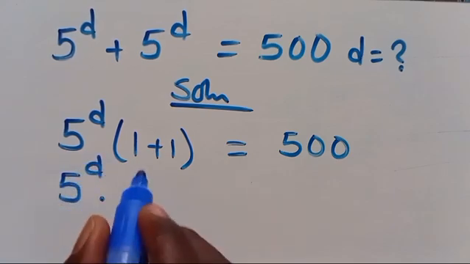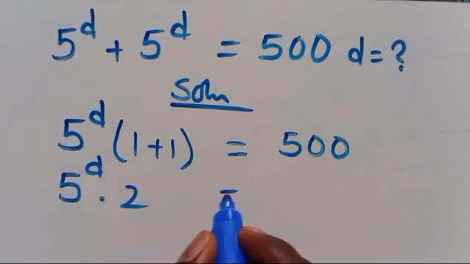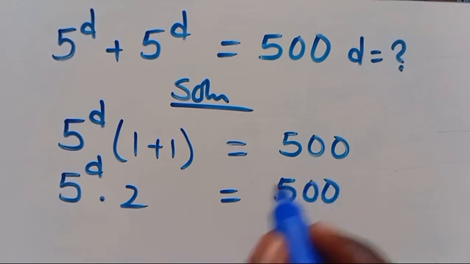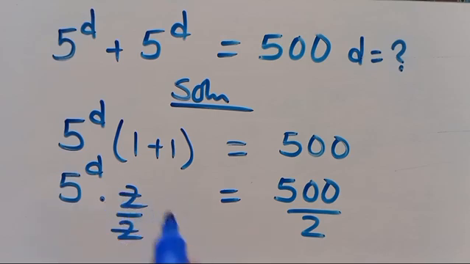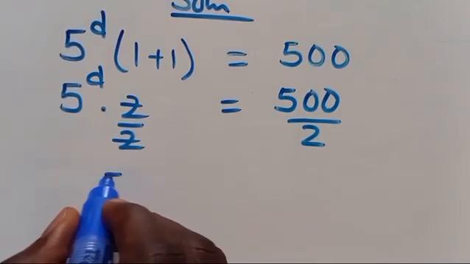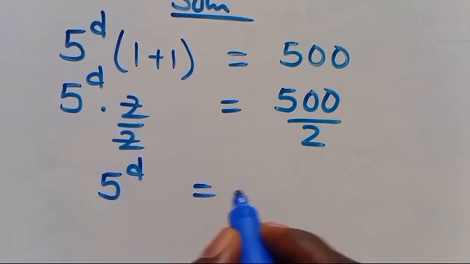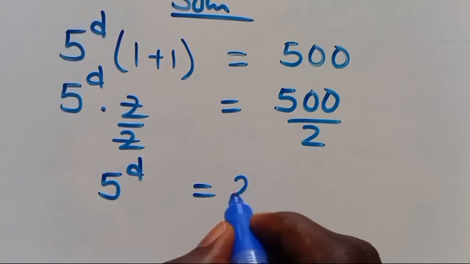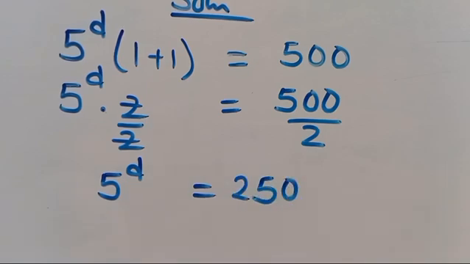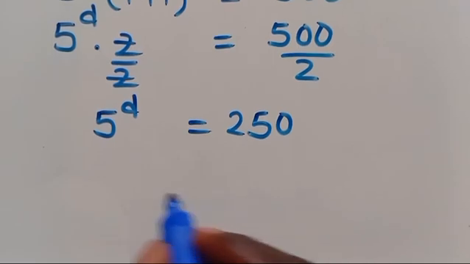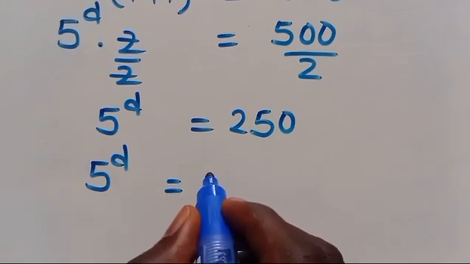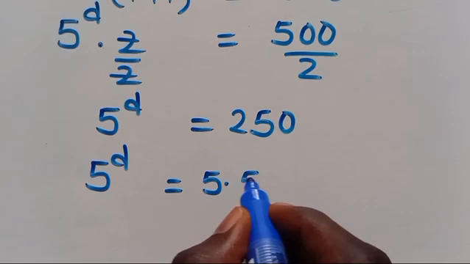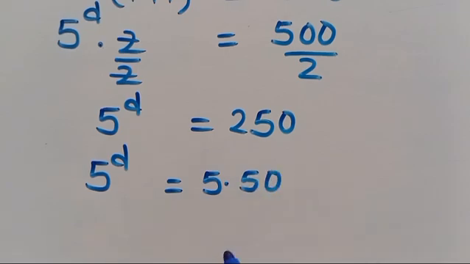From here we have 5 to the power of d times (1 plus 1, which gives us 2) equals 500. Then let's divide through by 2, so the 2 cancels out. We have 5 to the power of d equals 500 divided by 2, which gives us 250. We can have this as 5 multiplied by 50, which gives us 250.